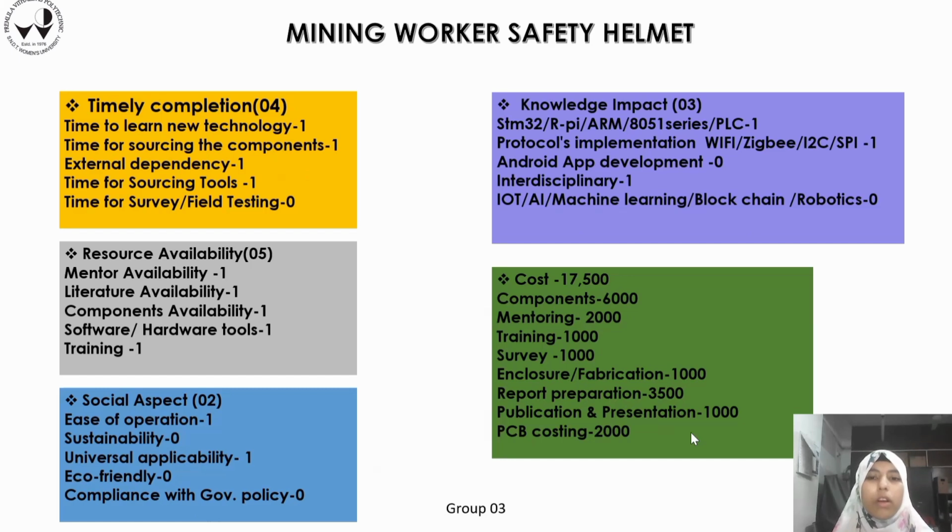Fourth, which is knowledge impact: STM32, Raspberry Pi, ARM, 8051 series, LPC 2148. For this project, we are going to work on LPC 2148, so we have given it one. Protocol implementation: Wi-Fi, ZigBee, I2C, SPI. For this project, we require some type of Wi-Fi and protocol implementation, so we have given it one. Android app development, we have given it zero. We don't require any type of app development for this project.